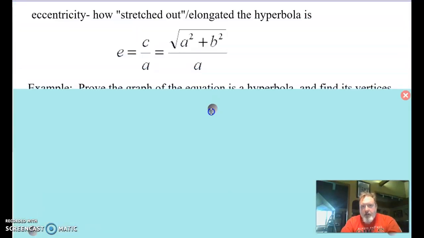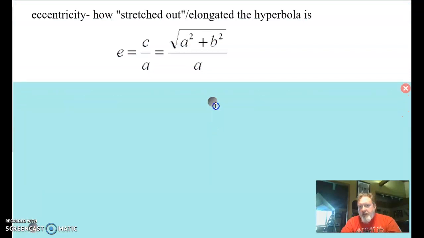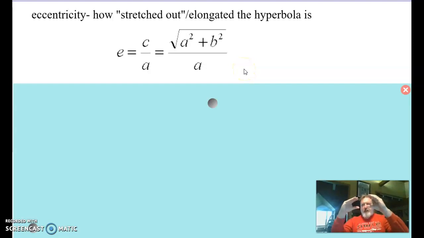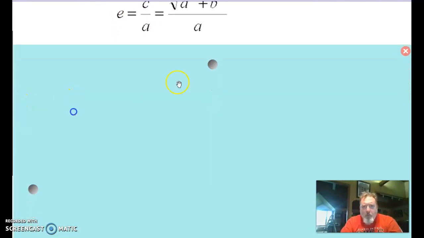All right. Eccentricity, when you find that, it's still c over a, and that's a measure of how stretched out or elongated the hyperbola is. In other words, whether it's real skinny or whether it's real wide. So that's what the measure of the eccentricity is. We really don't do a lot with that with hyperbolas.